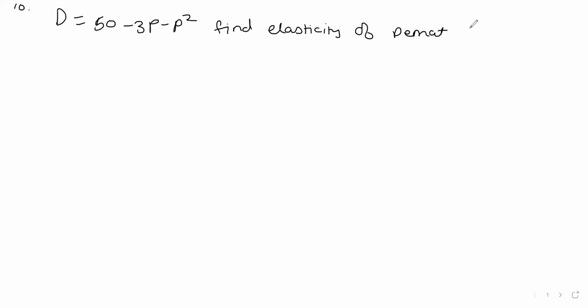Now question number 10: if the demand function D is equal to 50 minus 3P minus P square, find the elasticity of demand at P equals 5 and P equals 2. Let us find d/dP of D, because first we need that for elasticity. So what will its derivative be? Derivative of 50 is 0, of minus 3P is minus 3, and of minus P square is minus 2P.